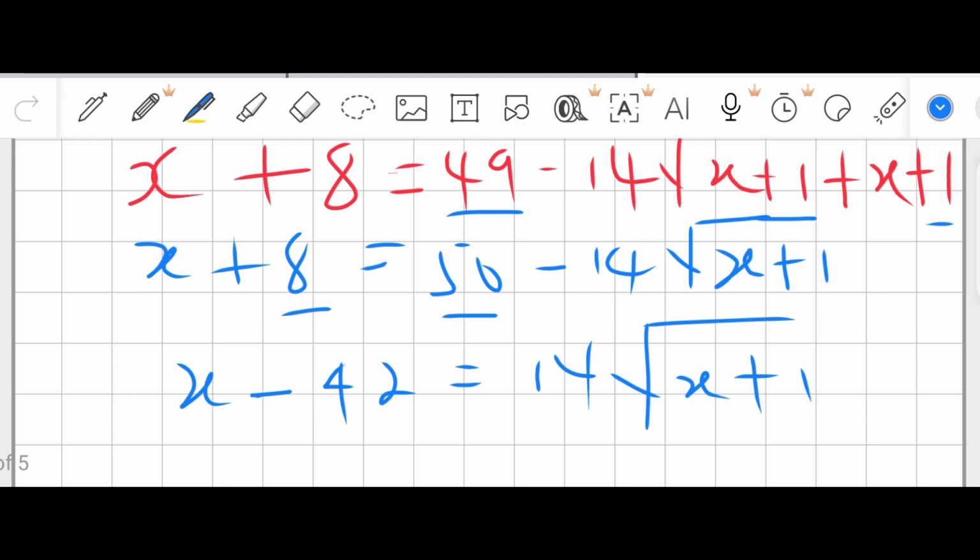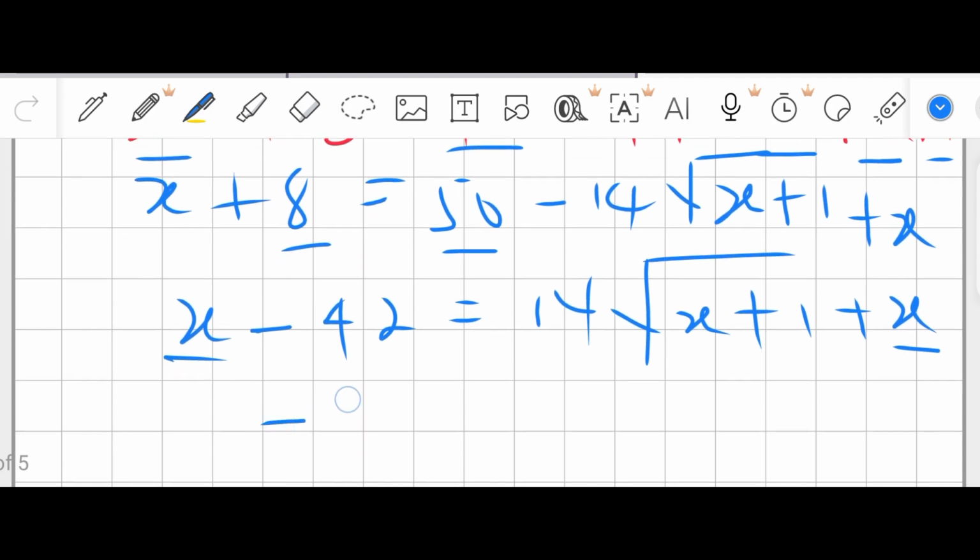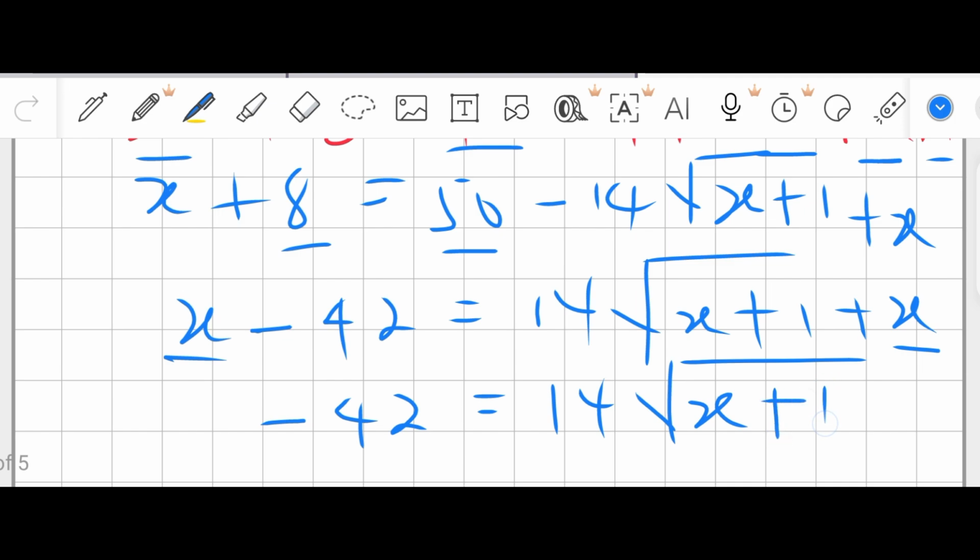All right. So there's also x here as against this x. Let's not forget that. If not, we are going to make a huge error. So this x is going to nullify this x, right? So we'll have negative 42 being equal to 14 root x plus 1.